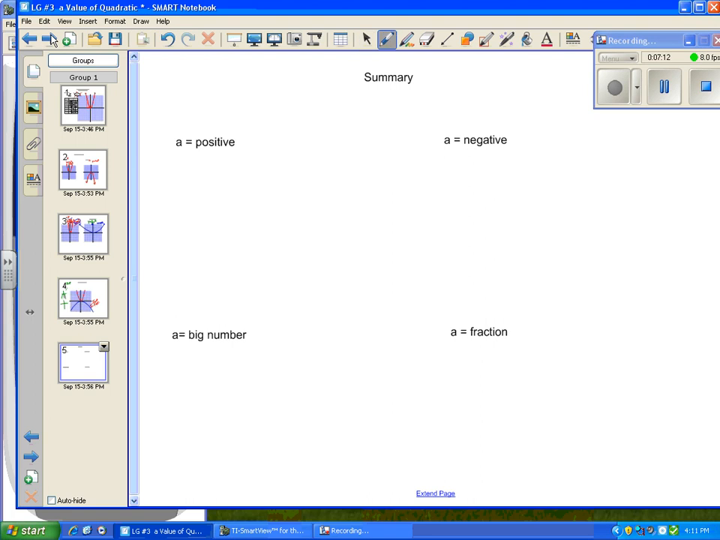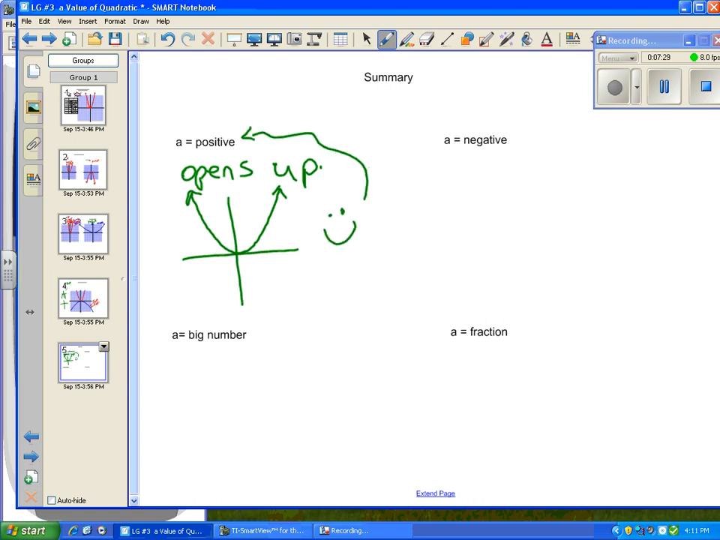So if A is positive, it opens up. Okay, and our parabola looks like this. The way you can think about this is very, very simple. This looks like a happy face. It's a happy parabola. It's positive. Okay, here's our negative parabola, which is opening down. Right? So opening down means it's unhappy. So it's a negative parabola.